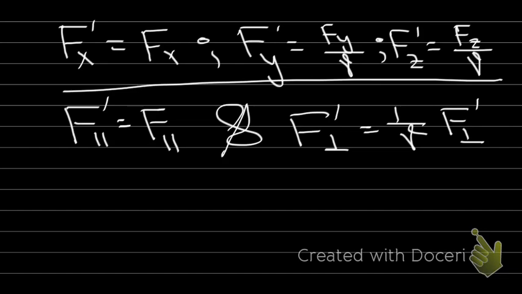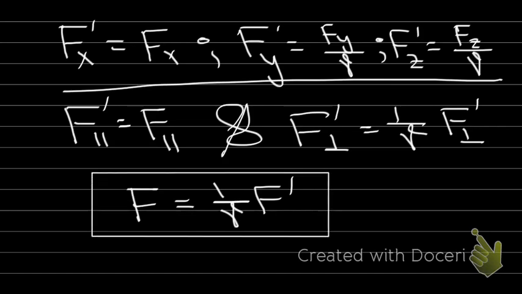The parallel component was in the x direction, my particle is moving in the x direction, but y and z are perpendicular to that, and so the perpendicular components are affected. So what that means is that my f is equal to 1 over gamma f prime. And with this, I can go ahead and recall the f prime as I previously found. What was that equal to?